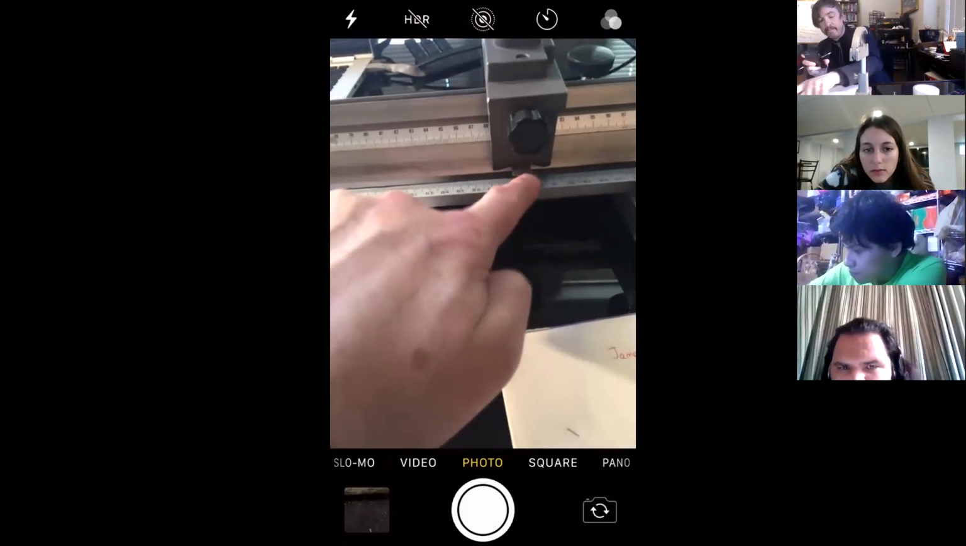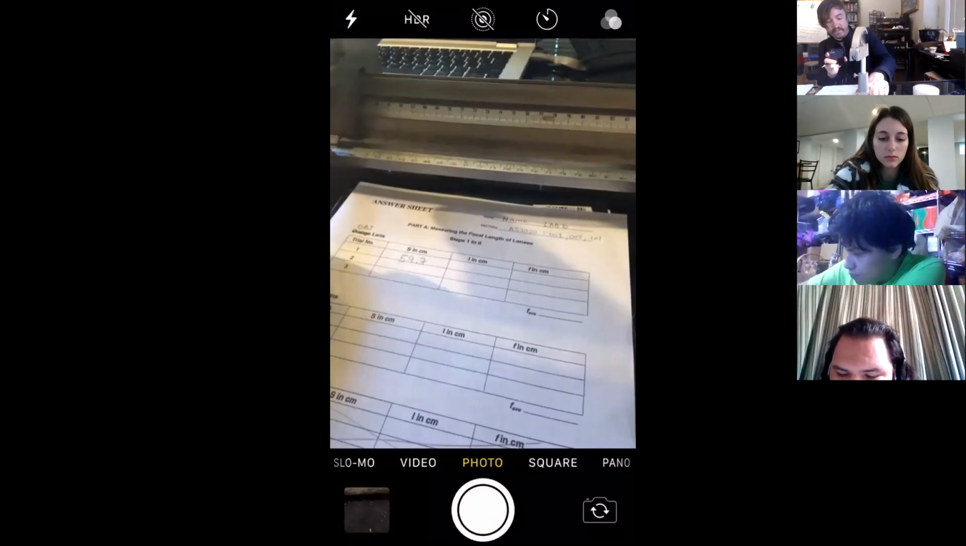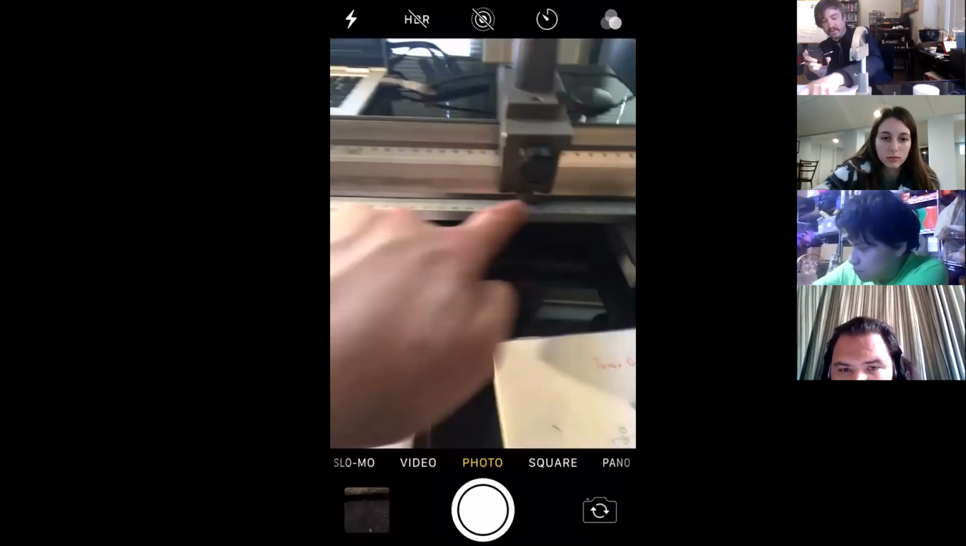Now, the image distance is the distance from here to here. So we've got to take that measurement and we have to subtract it from this distance to get the distance in between. So Christopher, what would you say the number 5 is at?